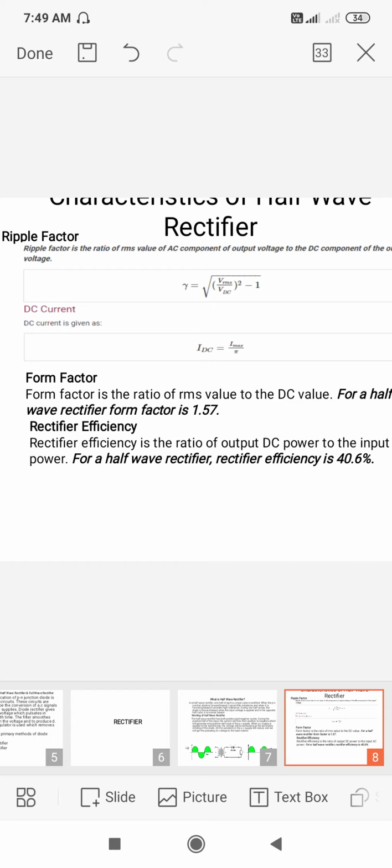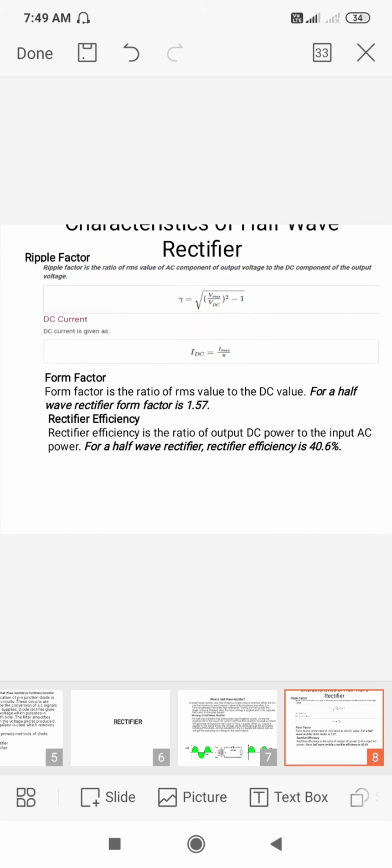Next is the DC current. The DC current is given as I DC, equal to I maximum divided by pi. This is the DC current of the half wave rectifier. Next is the form factor. The form factor of the half wave rectifier is 1.57. And next is the rectifier efficiency. The efficiency of the half wave rectifier is 40.6%.